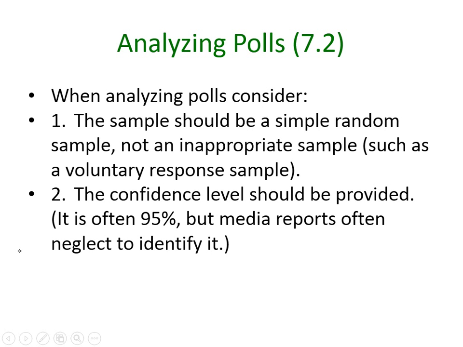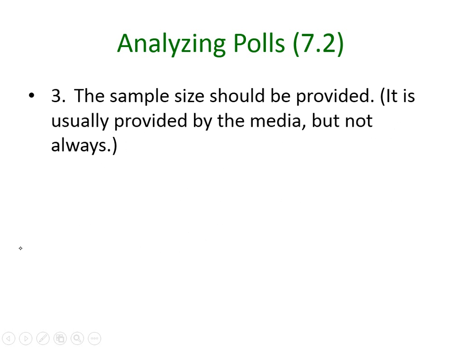Also, the confidence level should be provided. Most of the time, the confidence level that's given is 95% confident. Media reports often neglect to identify that. If they really want to be confident about things, they'll go out to 99% confident. If they're allowing themselves a little bit more wiggle room, they'll go down to 90% confidence. The sample size should be provided. It usually is, but sometimes they leave those out also.